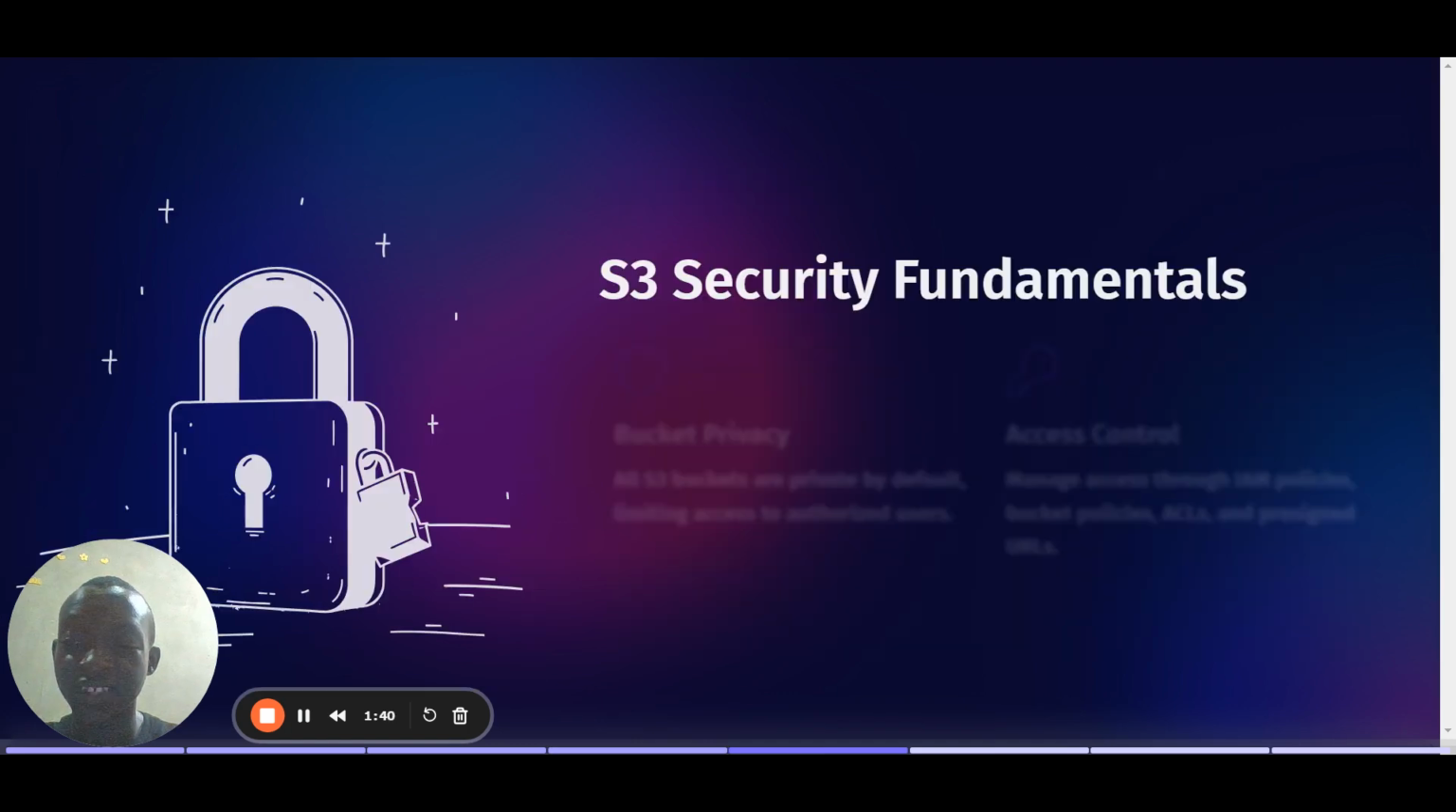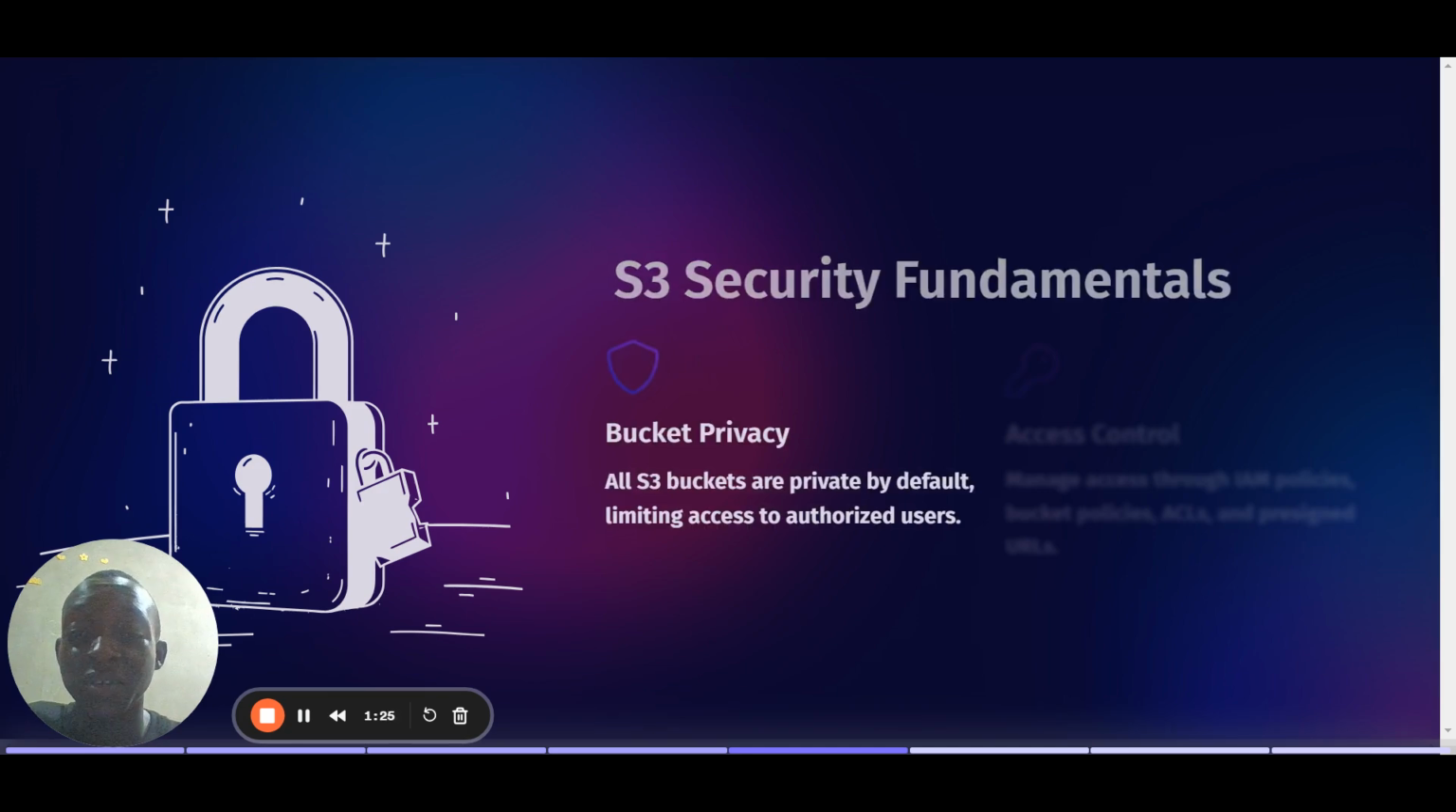When talking of cloud, we can't talk of cloud while leaving security behind. In fact, security is everywhere. So what does S3 propose as security measures? You have bucket privacy. All S3 buckets are private by default, limiting access to authorized users. So when you create your S3 bucket, by default your S3 bucket will be private, and that is defined using a policy rule, as we will be seeing.